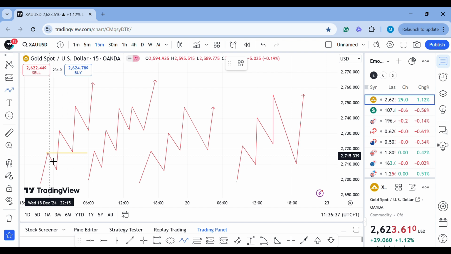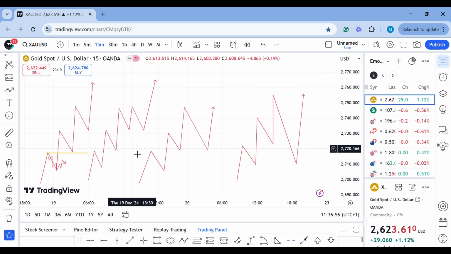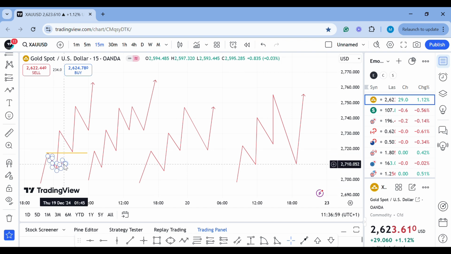So on the lower time frame, you see something like this. Since it's tanking down, it will keep breaking its low, keep breaking its low. Then when you see something like this in the lower time frame, you can see, let me change this color.